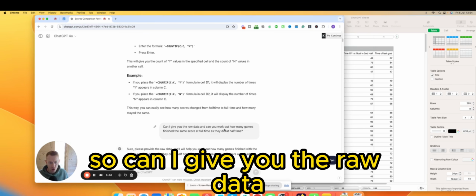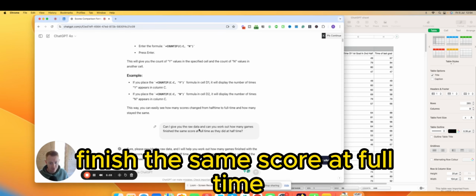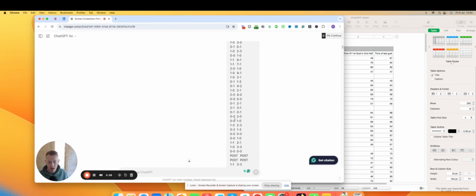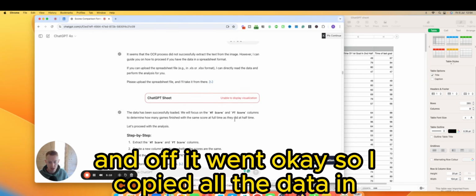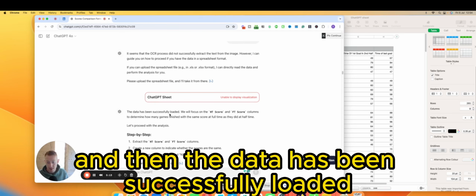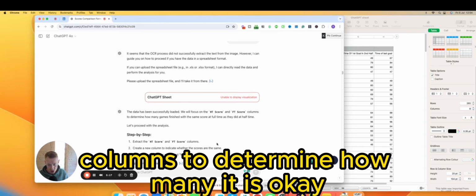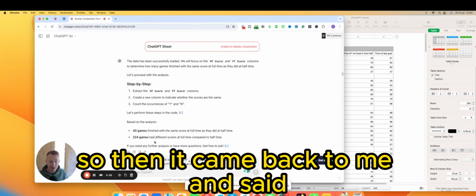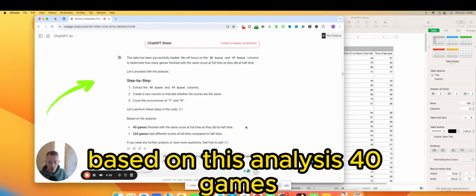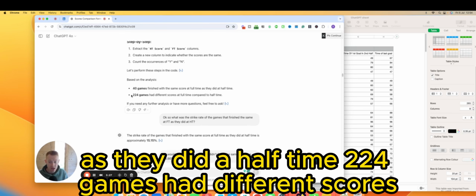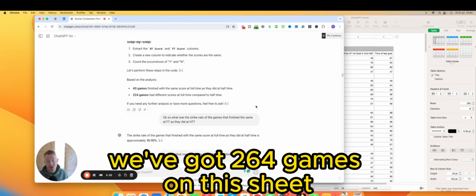Okay, so can I give you the raw data, and can you work out how many games finished the same score at full time as they did at halftime? So I gave it the data, and off it went. Okay, so I copied all the data in. And then the data has been successfully loaded. We will focus on the halftime and full-time score columns to determine how many it is. Okay, so then it came back to me and said, based on this analysis, 40 games finished with the same score at full-time as they did at halftime. 224 games had different scores. We've got 264 games on this sheet.